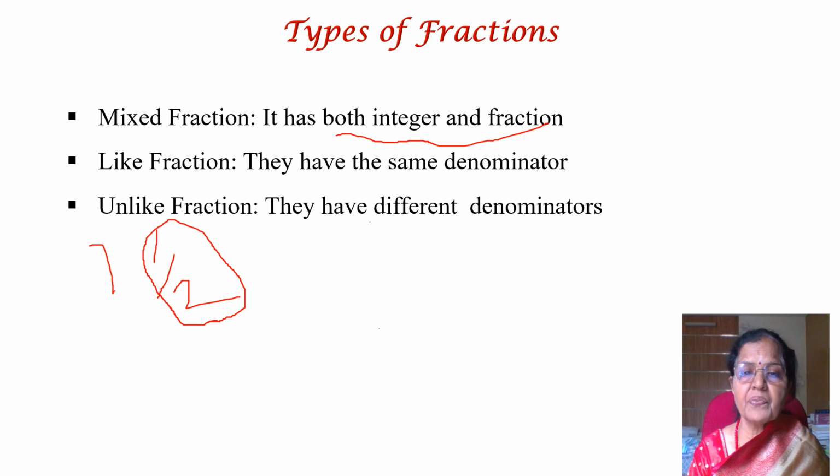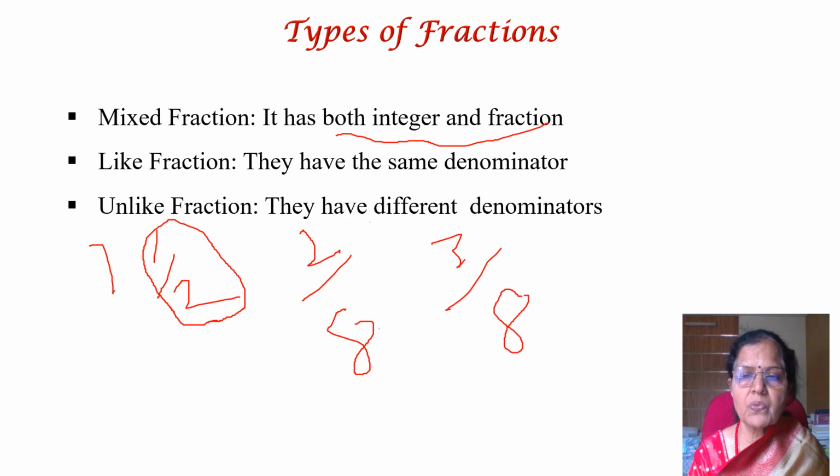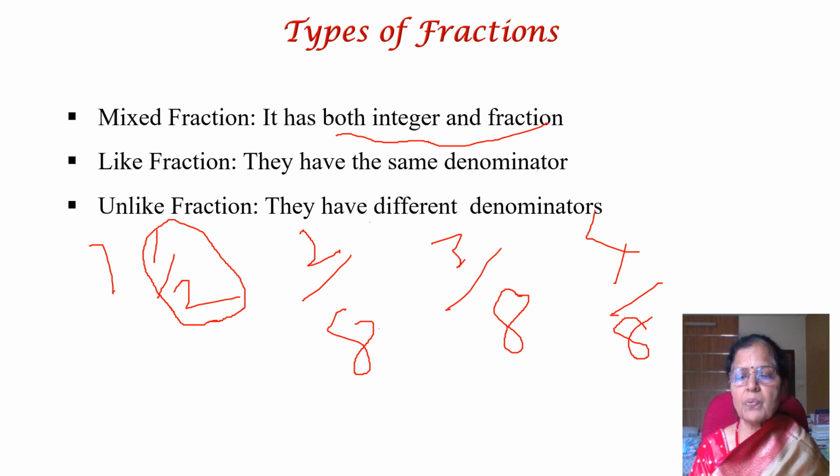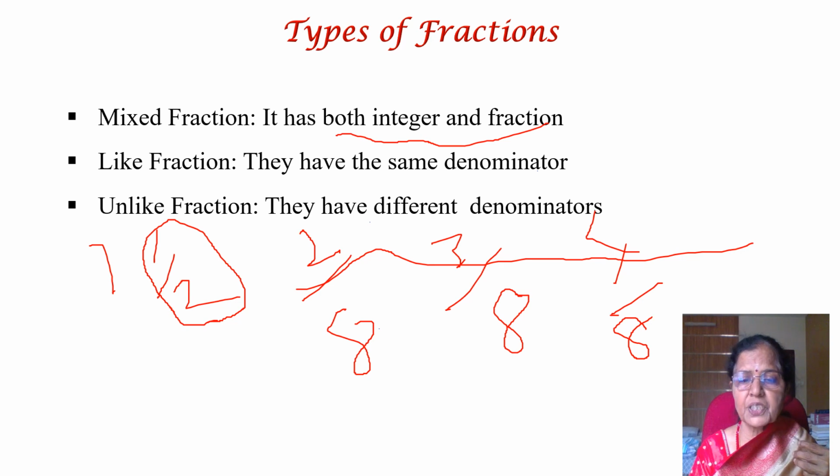And like fractions. What are like fractions? They have a common denominator. The denominator is the same for all these fractions. For example, 2 by 8, and one more fraction, 3 by 8, and one more fraction, 4 by 8. So we know that 2 parts by 8, 3 parts by 8, 4 parts by 8, they all are 3 fractions, and all of them have the common denominator, which is 8.